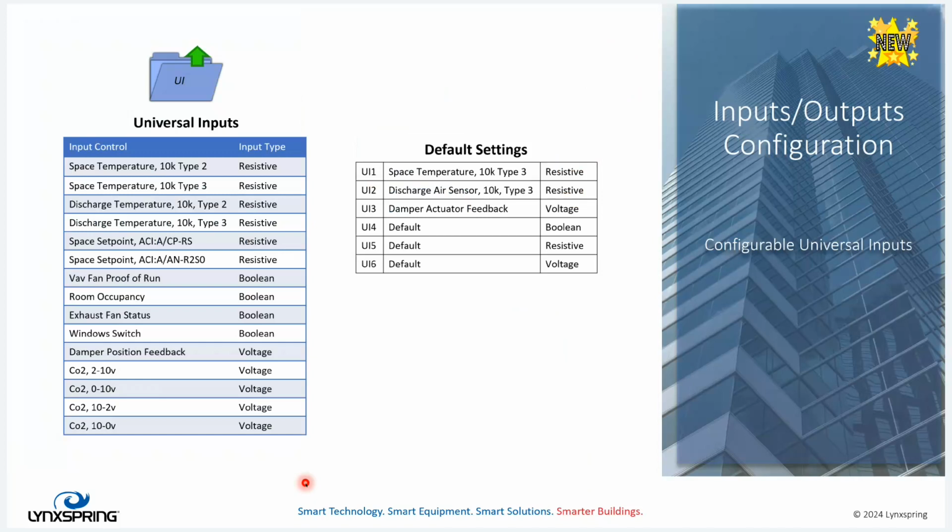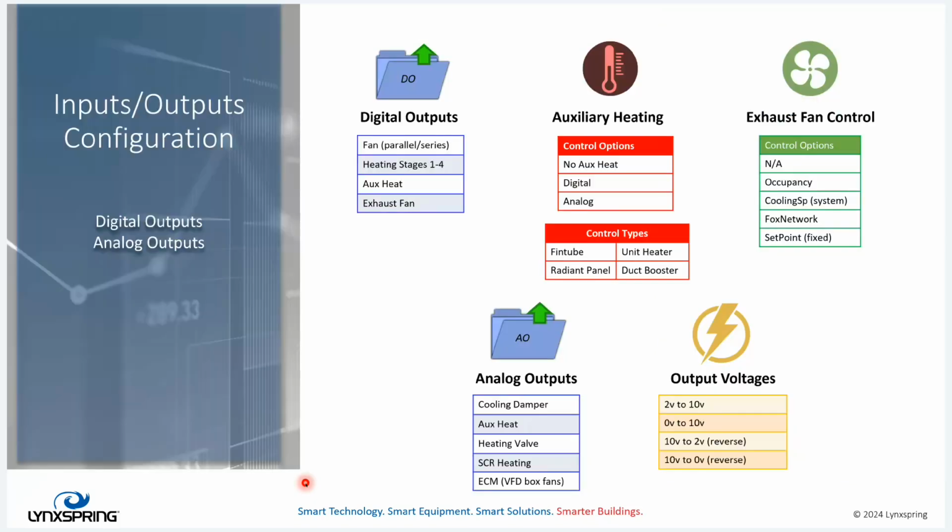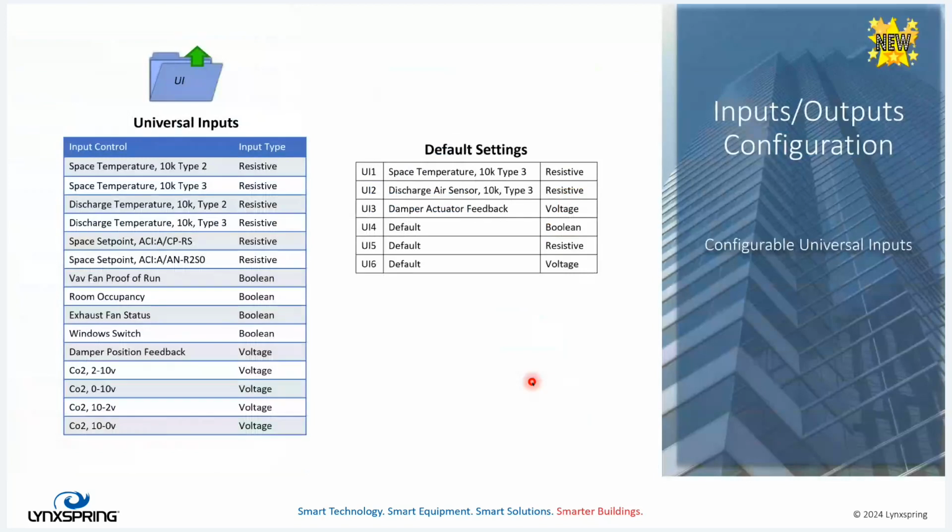For universal inputs, and again, this is new. The digital outputs and analog output configurations, those were available, but now we also have the universal inputs. Quite a few selections in here for the different inputs. So type 2 and 3, space and discharge temperature. Also type 2 and type 3 for ACI sliders. For the Boolean, we have fan status, room occupancy, exhaust fan and window switch, feedback on the damper position, and then 4 options for CO2. Our default settings are space type 3 on U1 for space temperature, also type 3 for discharge, and then the actuator feedback.